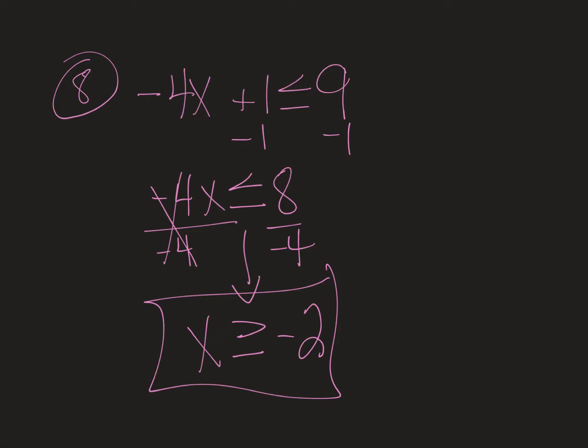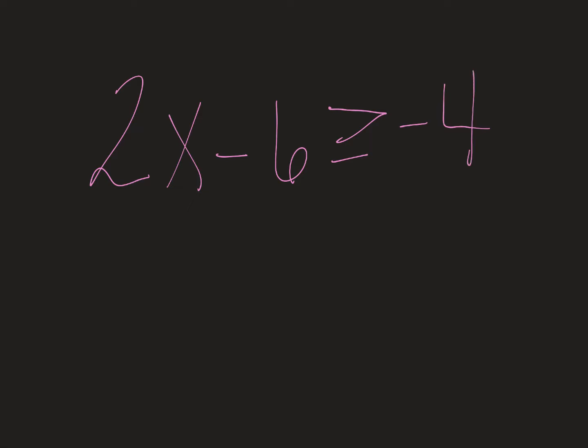I'm going to write another problem up here, and this time I want you to work it along with me. So we're going to have 2x minus 6 greater than or equal to negative 4. Okay, so I want you to work this out on your own, and then let's see how well we do.